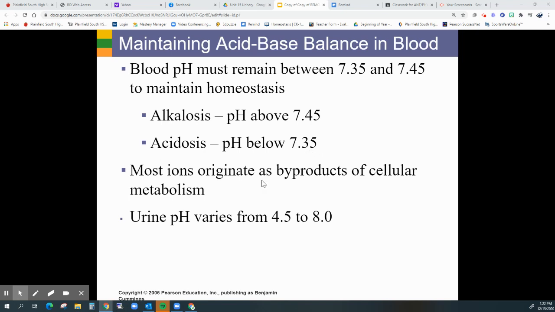Most of those ions originate as byproducts of cellular metabolism. So again, cellular respiration is going to give us most of those. And then urine pH should be somewhere between 4.5 and 8. It's a huge range, I know, because it has to do with the amount of solutes that are in it, as well as the amount of water that's in it.